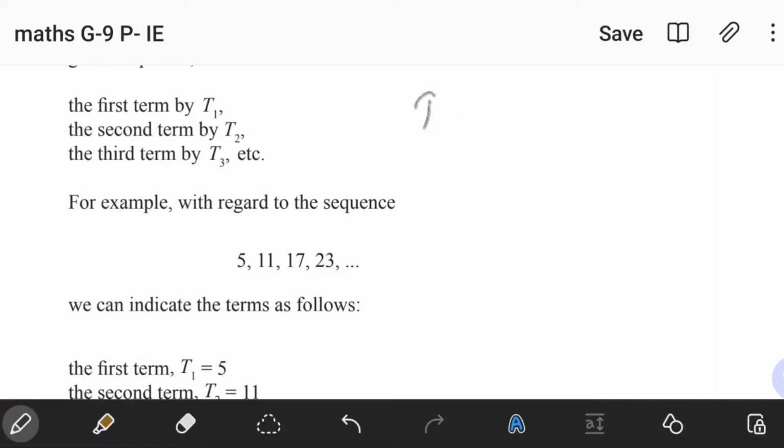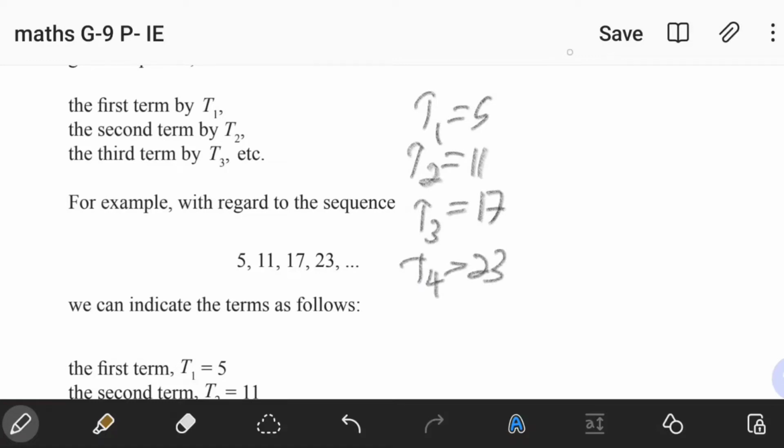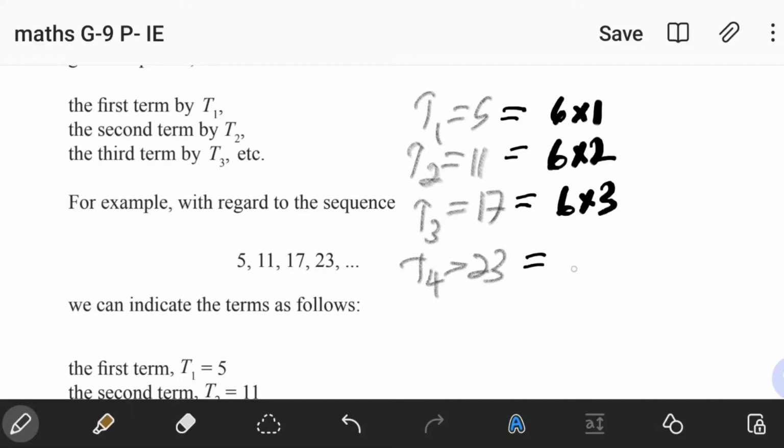Okay, let's write it again. T1 is 5, T2 is 11, T3 is 17, and T4 is 23. So I'm going to use this instead. So T1, how can you derive it? We can say the common difference is 6. We can derive this by 6 times 1. So always think in terms of the common difference. And this is 6 times 2, 6 times 3, 6 times 4.